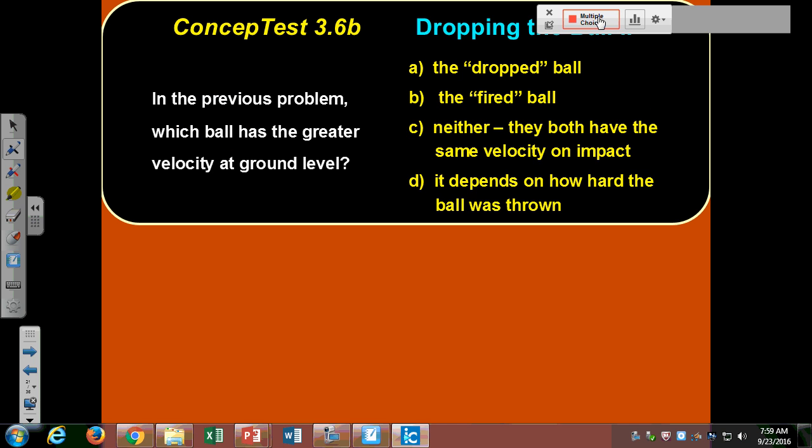In the previous problem, which ball has the greater velocity at ground level? Is it the dropped ball, the fired ball, neither, they both have the same velocity, or does it depend on how hard the fired ball was thrown? But which one has the greater velocity at ground level? Think about your x and y components. They make up your velocity. And so the velocity when it reaches the ground will be the combination, the vector sum of the x and the y components. And so think about how the x and y components of the velocity are different for these two balls.